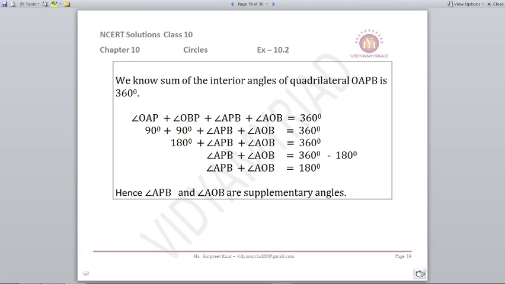So we can use the angle sum property of the quadrilateral. The sum of the angles is always 360 degrees. We have 2 times 90 degrees with us, and the other two angles can be found out by equating it to 360 degrees. So angle APB plus angle AOB comes out to be 180 degrees, which is what was asked for.